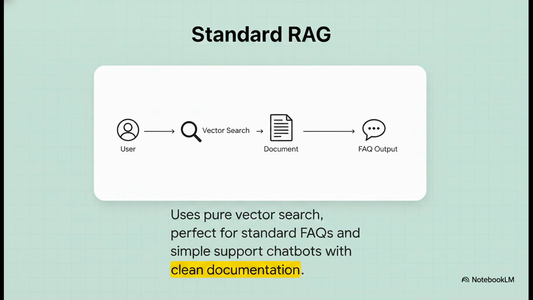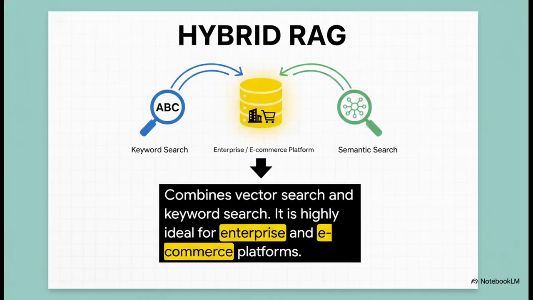It uses pure vector search, it has super low complexity, and is highly, highly effective if you're just building straightforward FAQ sections or simple customer support chatbots based on really clean documentation. But then we move to hybrid RAG. Standard RAG is great for understanding meaning, but it's actually pretty bad for exact matches. Like, what if you're searching for a specific employee ID or a really precise serial number? Hybrid RAG gives you the best of both worlds. It combines that semantic vector search with exact keyword search. And as you can imagine, this is massively popular in heavy enterprise environments and e-commerce stores.